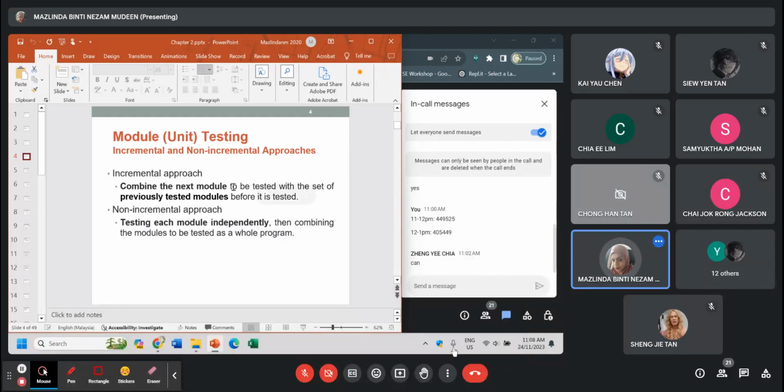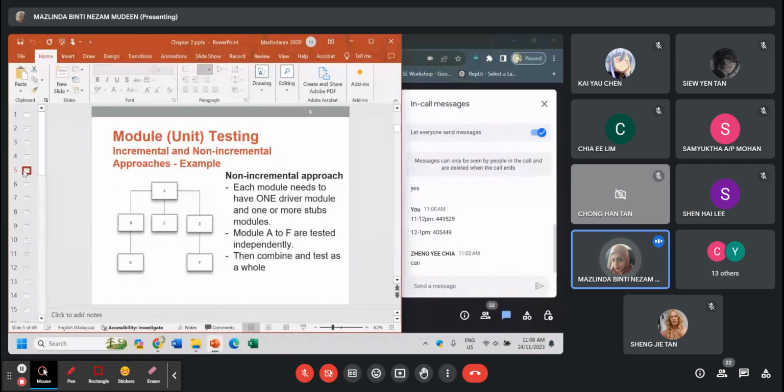Approach, where all the 5 modules will be tested individually, independently, without being combined. So let's assume I have modules A until E. Each of these modules will be tested individually, A individually, B until E. Then we will combine all these 5 as a whole system. Then we test.